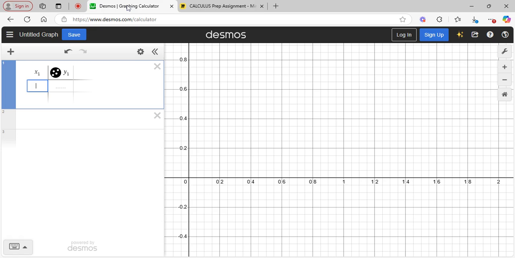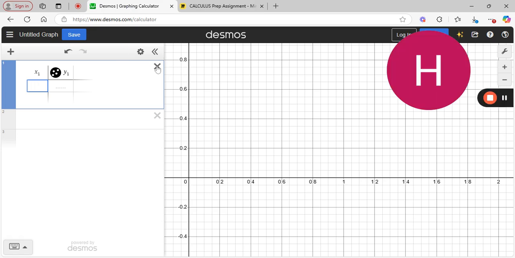Let's go to Desmos. So in Desmos, I'll eliminate that. Pretend you have a blank slate. You should know Desmos by now. It's a great website. Free, beautiful math. You can click this plus and add a table. And now we have X values and Y values.